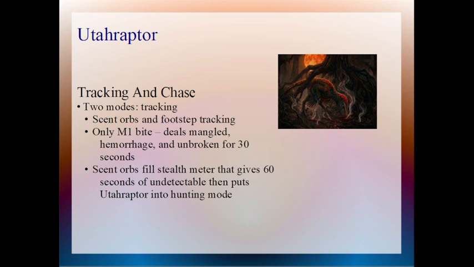Now, these are just numbers. They could change. Some of this may or may not be good, like 2 broken numbers, that kind of thing. So you get the 60 seconds of undetectable before being able to go into hunting mode. That might be too much. That might be too little. Because the idea is that the hunting mode is something you have to build to. So after you max out your scent orbs, after you max out your stealth meter and you get the undetectable, you go into hunting mode. So the time it takes to build that might be one of those things that needs to be changed. There might be add-ons for it, that type of thing.